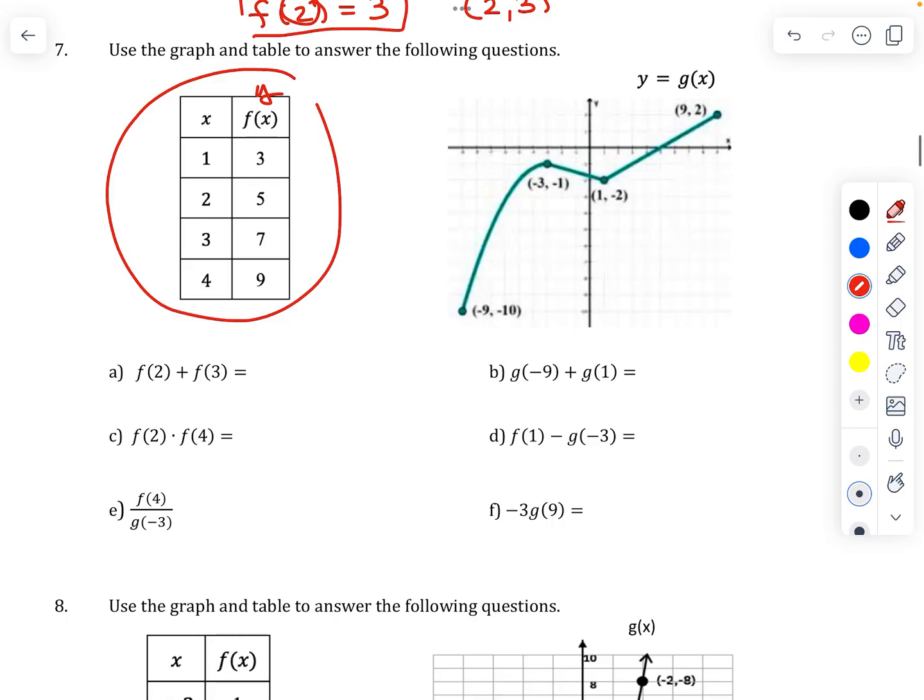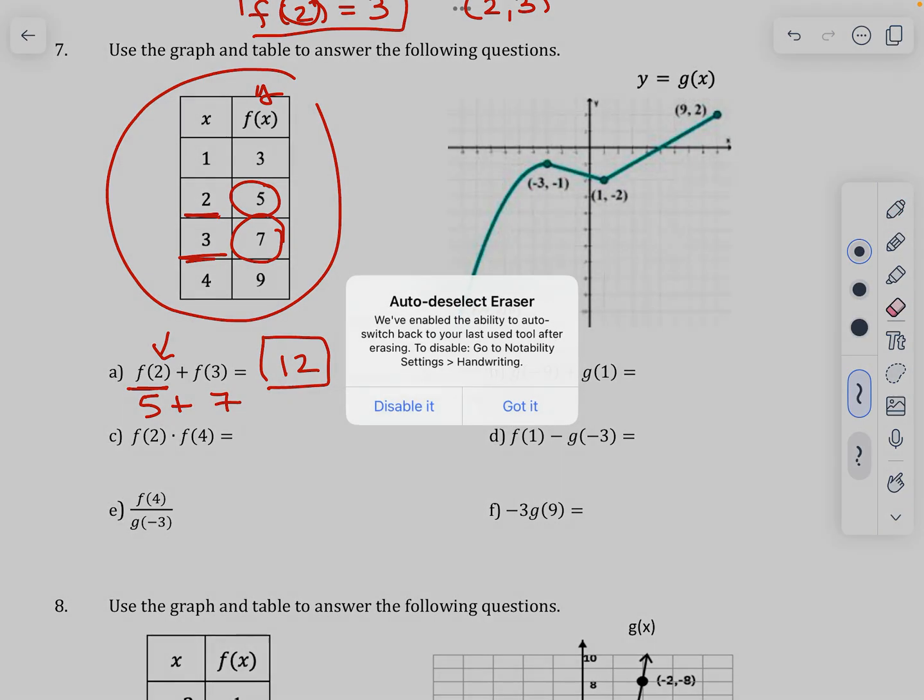So if I ask you, what's f of 2 plus f of 3? F of 2 is, when x is 2, what's the matching y value? That number is 5. So that's what I'm asking you to find. And then we're going to add it to f of 3. So when x is 3, what's the matching y? That's 7. So once I find those two, I'm asking you to just add them together. Okay. Let's look at the next problem.